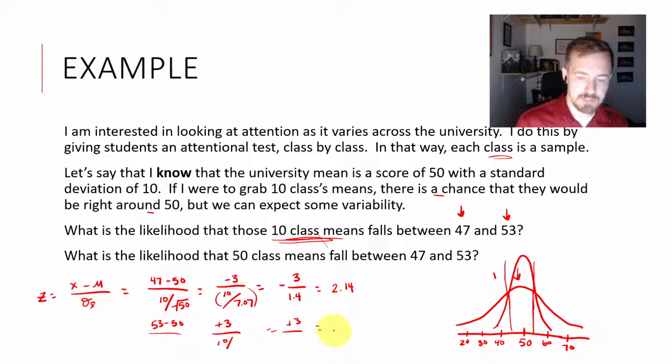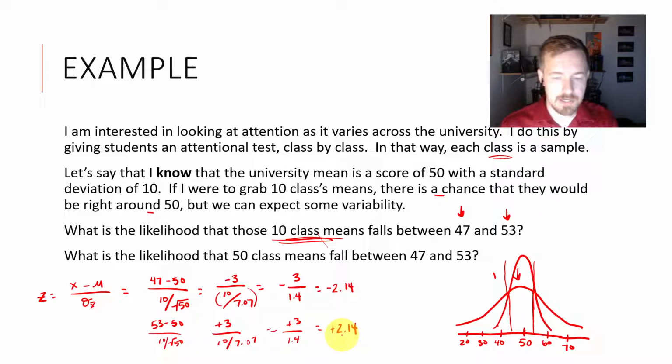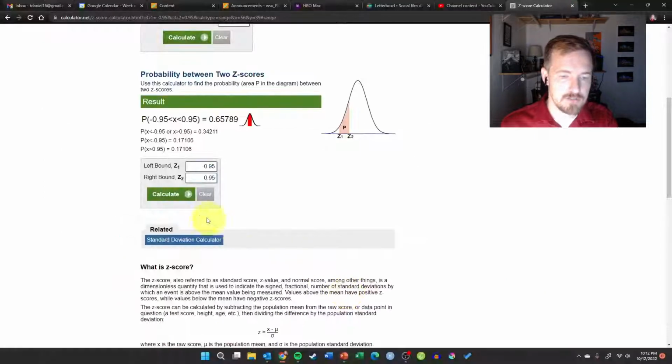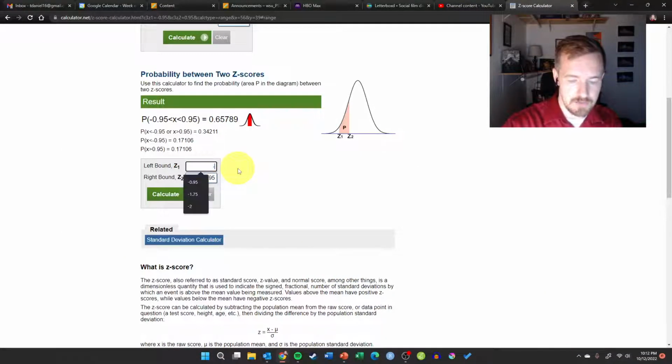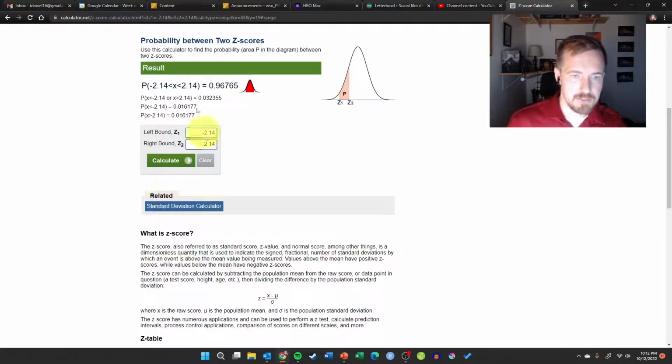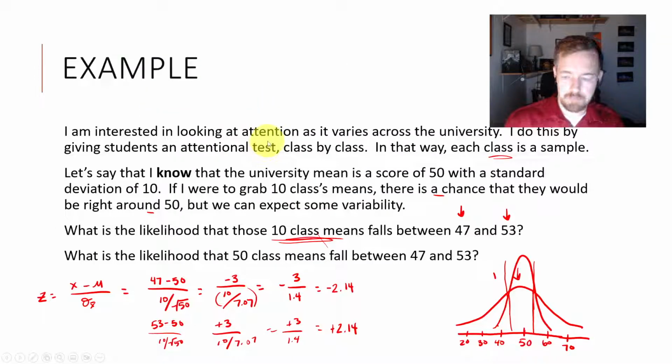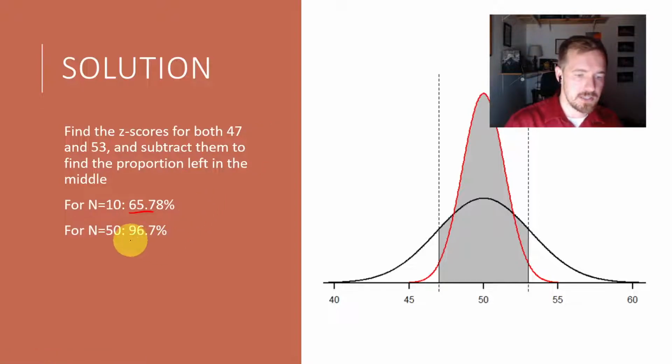And then the same thing's going to happen down here. It's going to be negative 2.14. If you don't believe me, then we can solve this just like we did over here. It's just going to be plus, and it's going to be minus. All right, so we got those values. We can plug that into our calculator now. So negative 2.14 and positive 2.14. Let's see what happens. That gives me 0.96765. And if I pop back over here, that is exactly what I found.